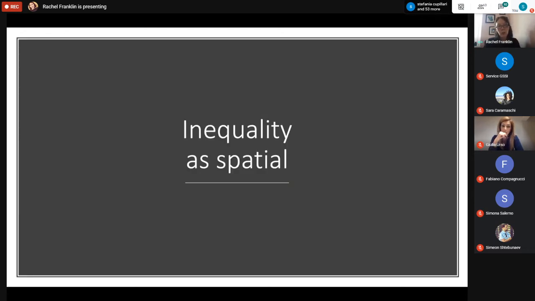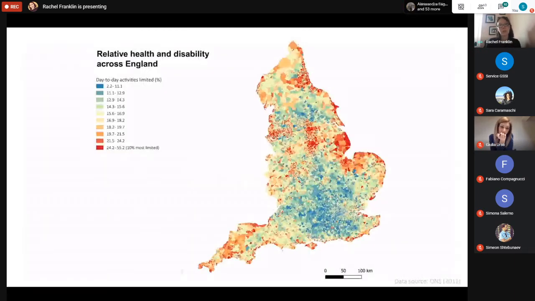We also understand inequality to be spatial. That is, if it's structural and there are certain structures that hold people in their place, and this is governed by different characteristics, we know that these characteristics are not observed equally across space, that it's uneven. And this means that inequality can largely be thought of as a spatial phenomenon, right?